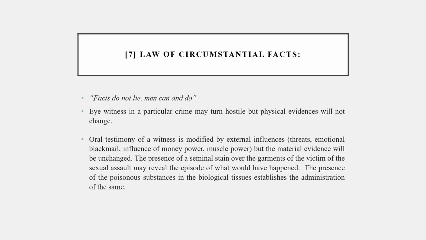Next, we have the law of circumstantial evidence, which says facts do not lie, men can and do. So an eyewitness in a particular crime may turn hostile, but physical evidence will not change. Oral testimony of a witness is modified by external influence like threat, emotional blackmail, influence of money, power, muscle power, but the material evidence will be unchanged. The presence of a seminal stain over the garments of the victim of sexual assault may reveal the episode of what would have happened. The presence of poisonous substance in the biological tissue establishes the administration of the same.